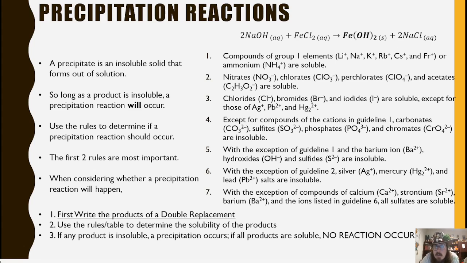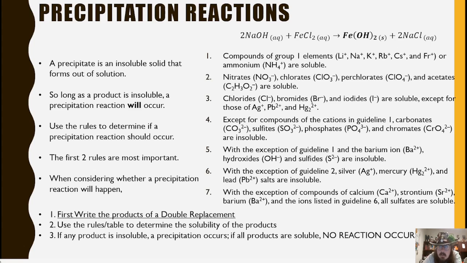So hypothetically, if I was given a reaction that said sodium hydroxide and iron chloride form what? I'm doing a double displacement, so I'm replacing sodium with iron. Iron is iron 2, so I'd have 2 NaCl, and then I'd have Fe(OH)2 because hydroxide is -1. Then I'd look at these rules. So I'm going to read through the rules, though once again this is more than I ever expect you guys to know.